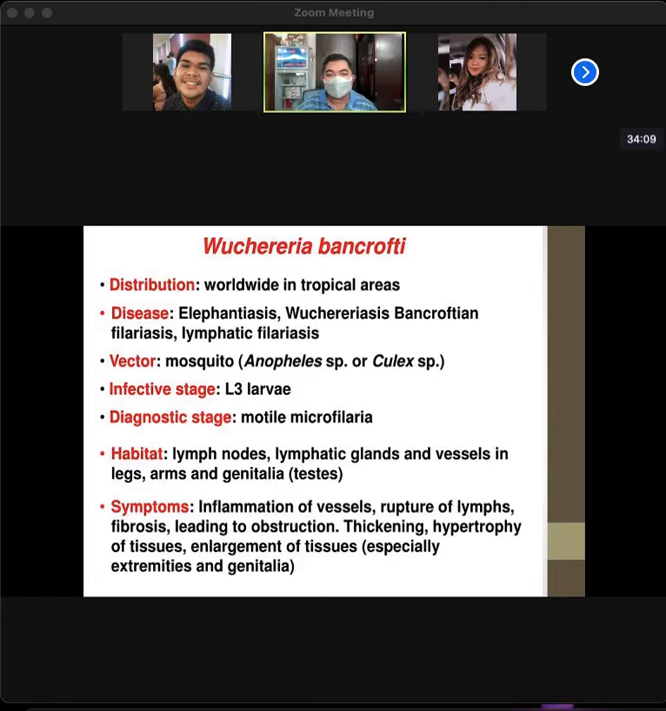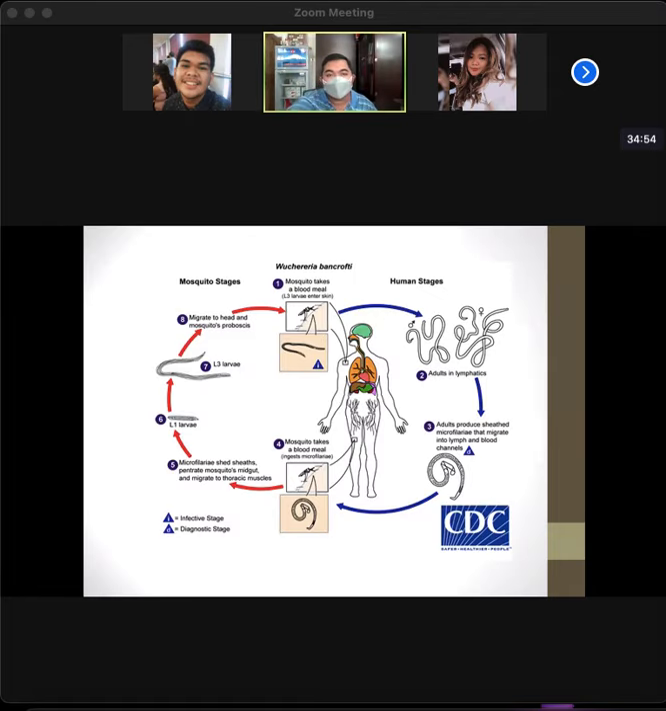So remember its symptoms may travel from one area to another. Okay, so we have some infection of the vessels. Sometimes because of their number, they can cause some obstruction already. That's why, as you can see, because of the obstruction, they start to have thickening, hypertrophy, some enlargement of the tissues. That's why the patient may have an elephant-sized leg, especially in the extremities and sometimes in the genitalia. So this is the one that is important for you to remember.